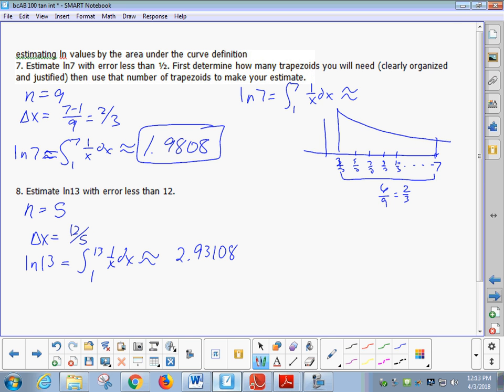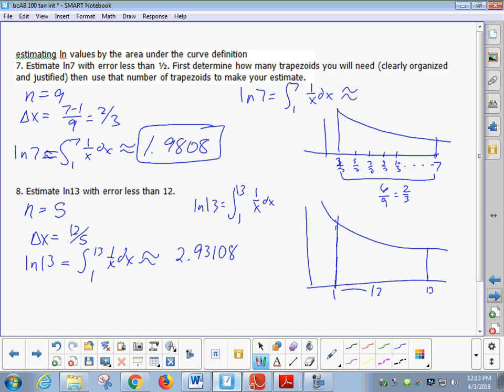Okay? For the next one, if you're talking the natural log of 13, that's the area under the 1 over x curve from 1 to 13. That would mean from 1 to 13 is a total region of 12. You're dividing that among 5 trapezoids. When you did the error bound, you saw that it required 5 trapezoids. So you should be working with something like 17 fifths, 29 fifths, 41 fifths, 53 fifths, and then 13. Your estimate was 2.93108.